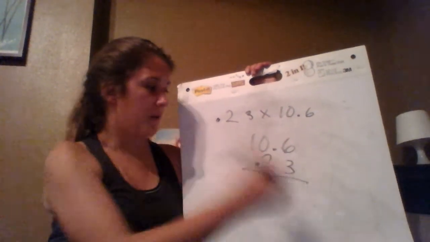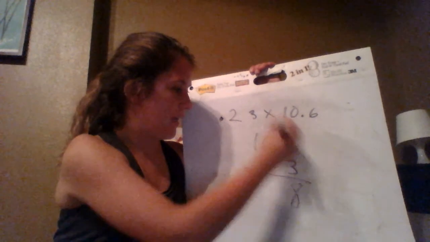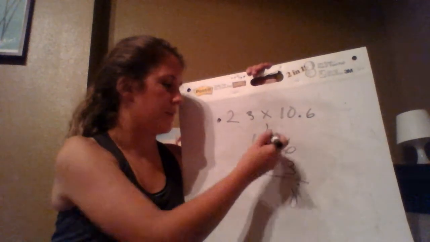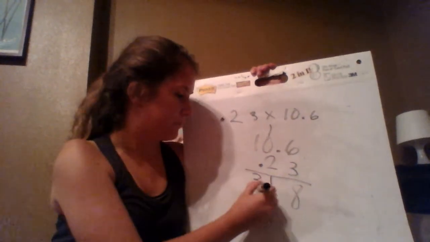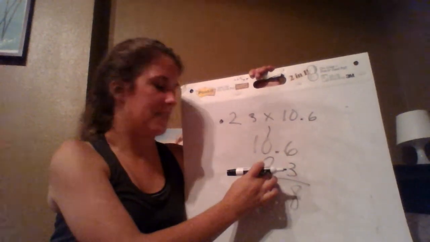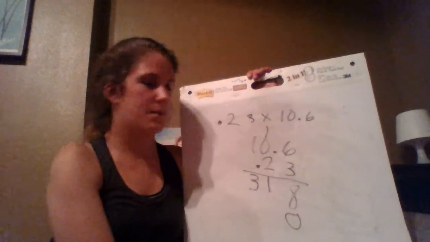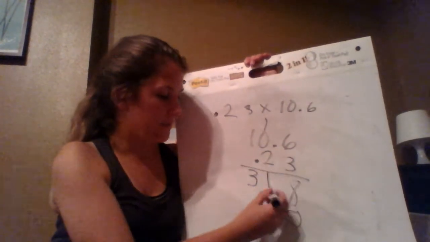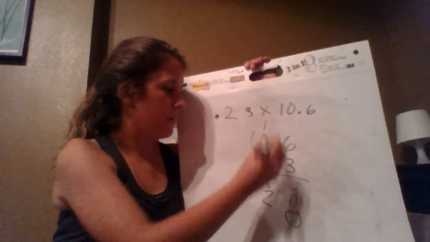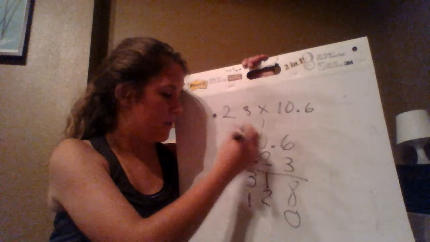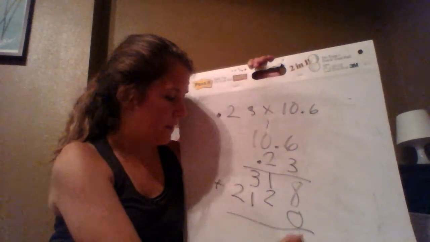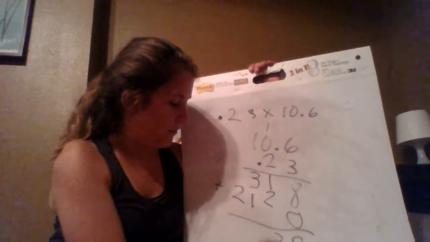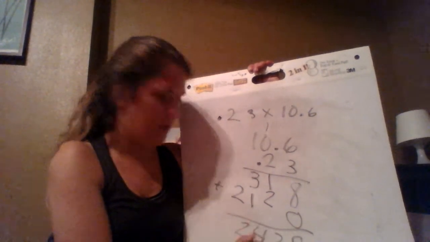So let's go ahead and multiply. 3 times 6 is 18. 3 times 0 is 0 plus 1. 1. 3 times 1 is 3. I have to go to my tens place value, so I need to put a 0 as a placeholder. 2 times 6 is 12. 2 times 0 is 0 plus 1 is 1. And 2 times 1 is 2. Go ahead and add these together. I get 8, 3, 4, and 2.